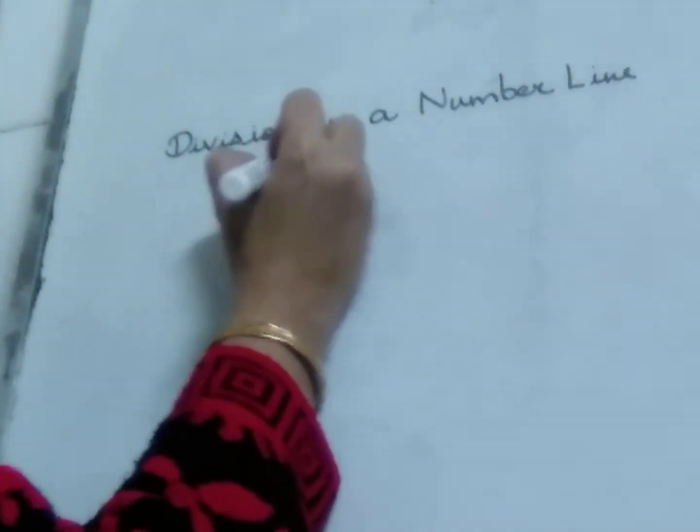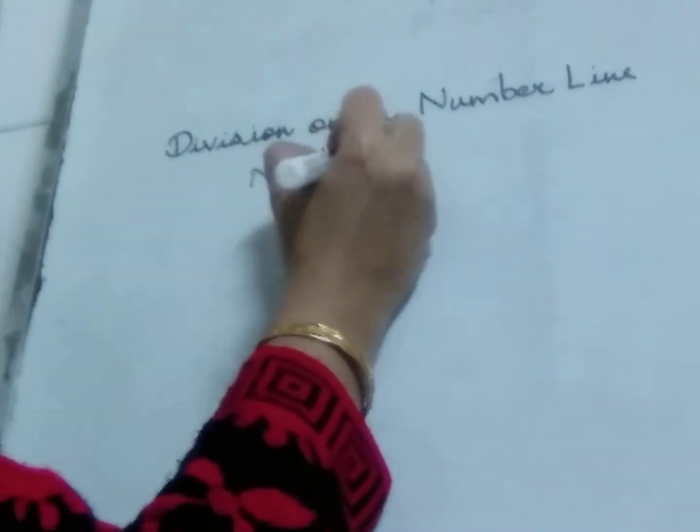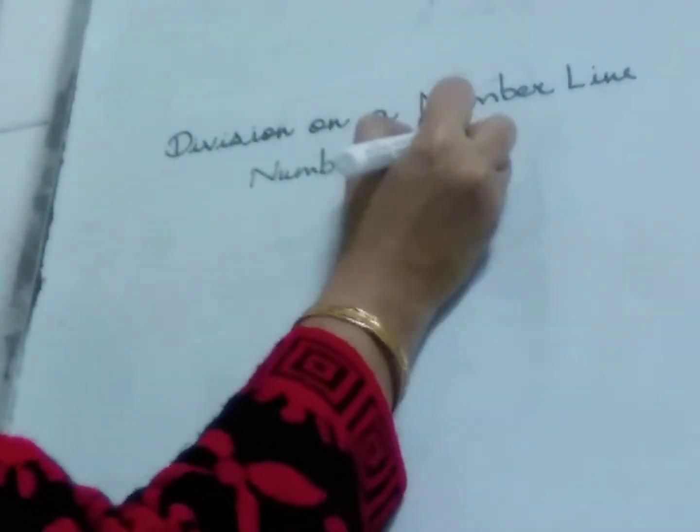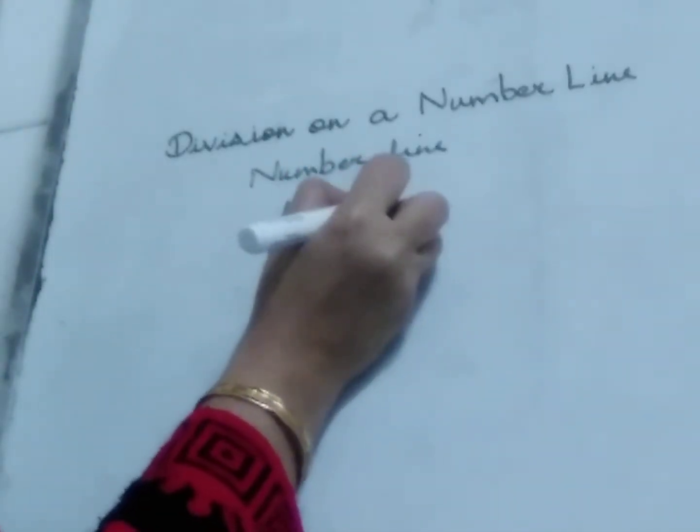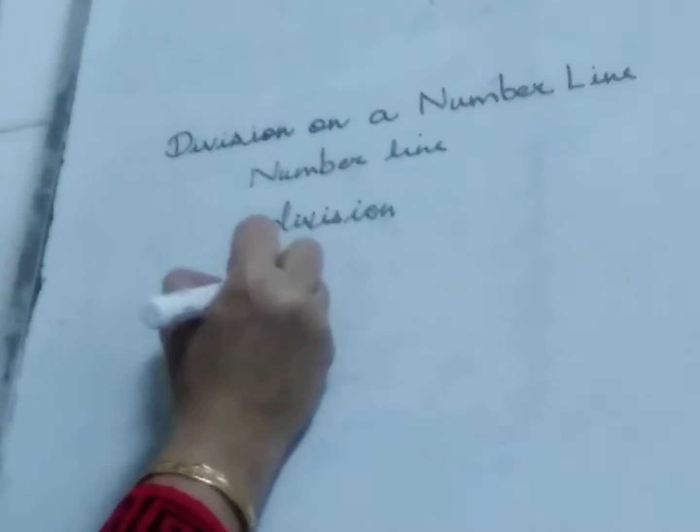Today we will do division on a number line. We can use a number line to show division by repeated subtraction.